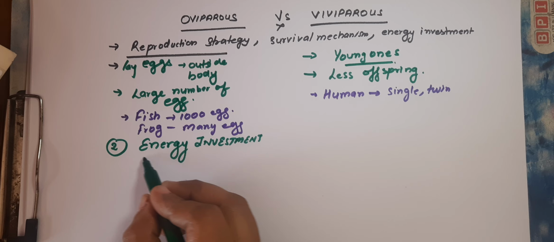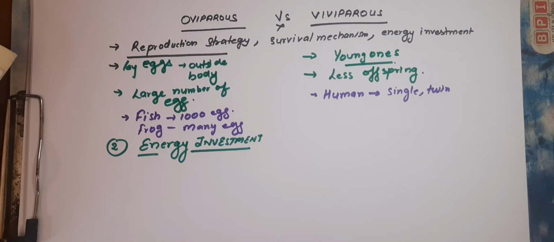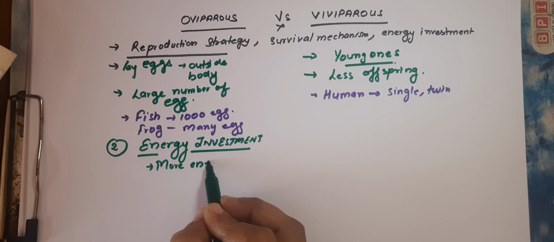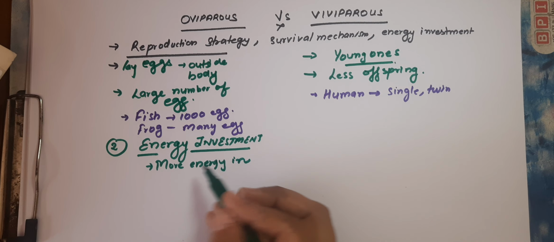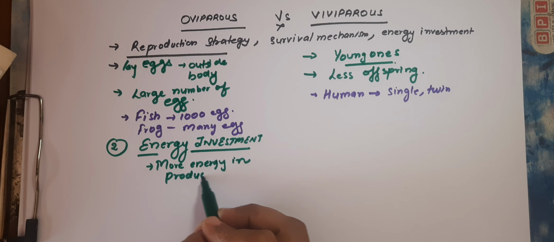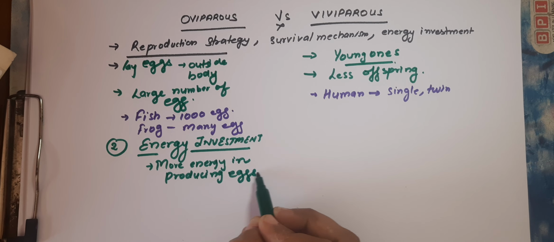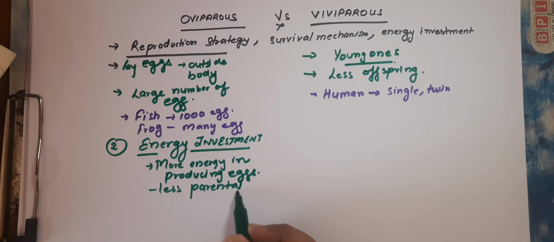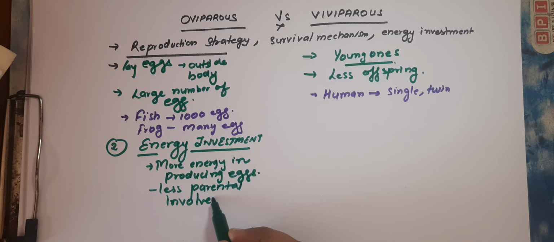So students, what do you think? What will be the difference between the oviparous and the viviparous in terms of the energy investment? The oviparous mother will invest more energy in the production of eggs. But students, what will happen after laying? The eggs are often left to develop without much further care. So the large number of eggs compensates for this lack of parental involvement in the case of oviparous species.